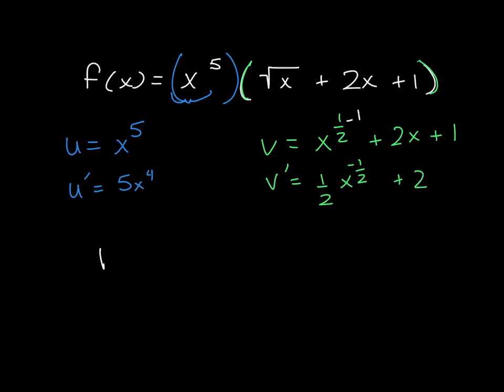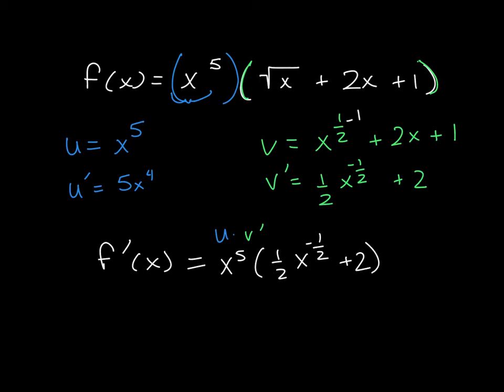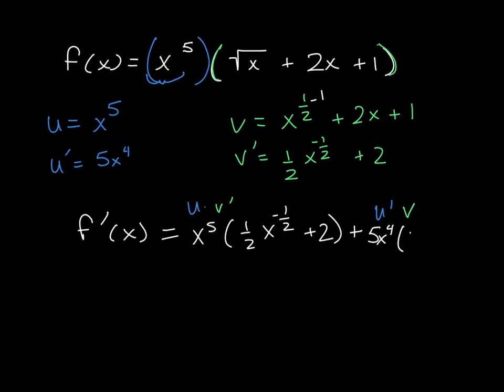plus 2. So to find the derivative of f of x, what we want to do is, again, u times v prime. So that is going to give us x to the 5th times 1/2 x to the negative 1/2 plus 2. I want to go ahead and add that to u prime times v, which is just 5x to the 4th times x to the 1/2 plus 2x plus 1.